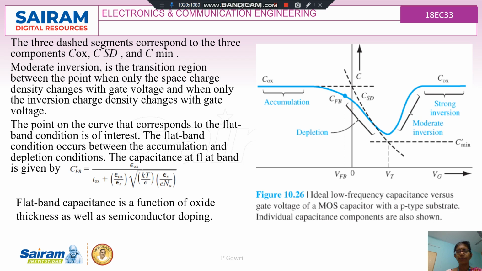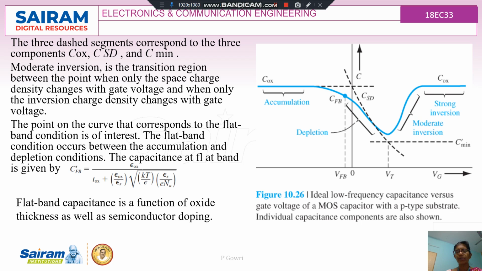The moderate inversion is the transient region between the point when only the space charge density changes with gate voltage, and only the inversion charge density changes with gate voltage. The point on the curve that corresponds to the flat band condition is of interest. The flat band condition occurs between the accumulation and the depletion condition, that is the CFB.